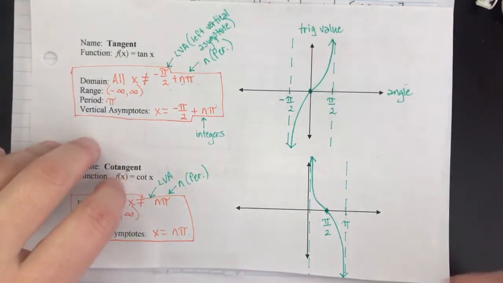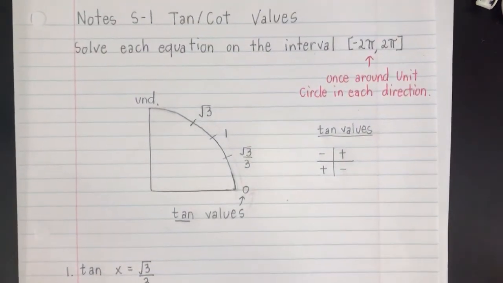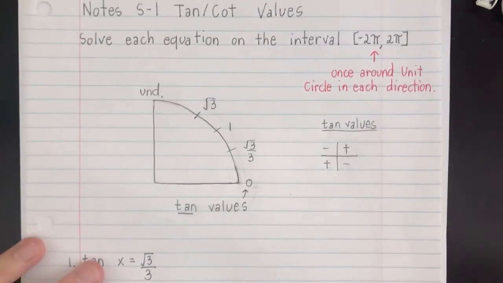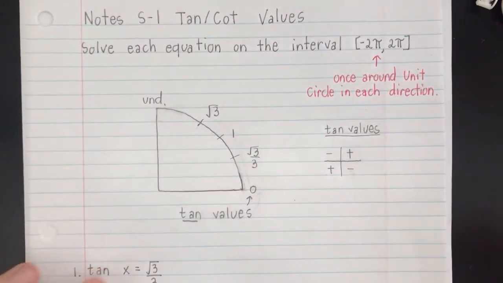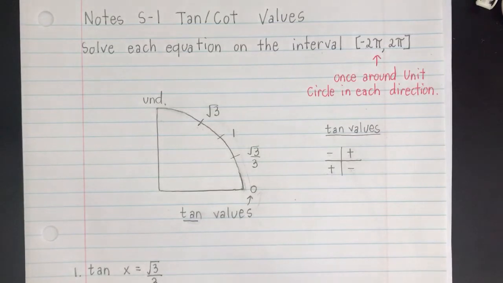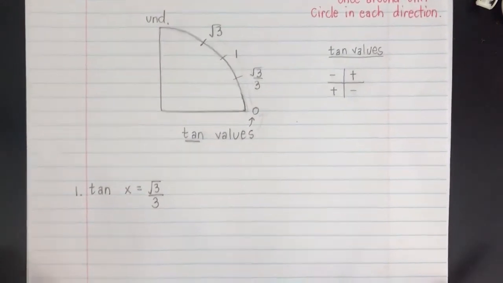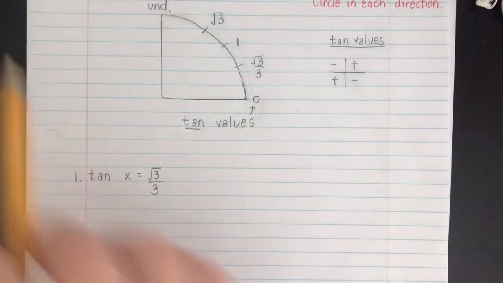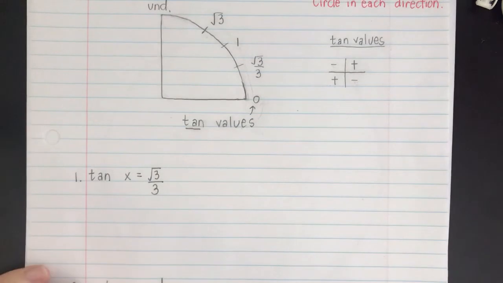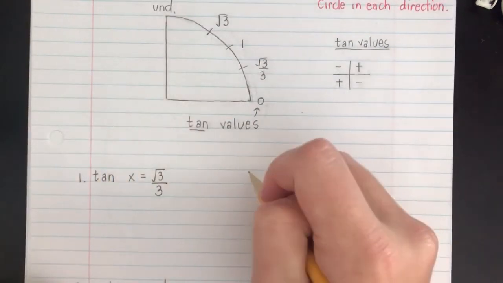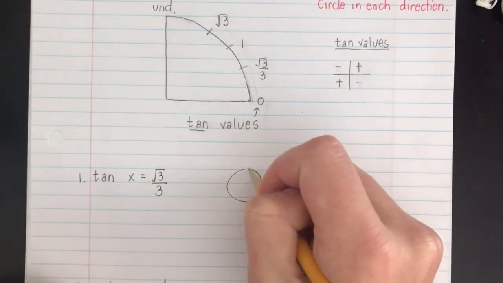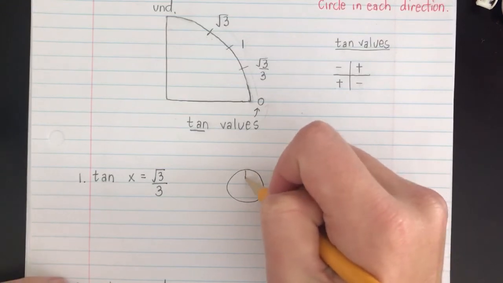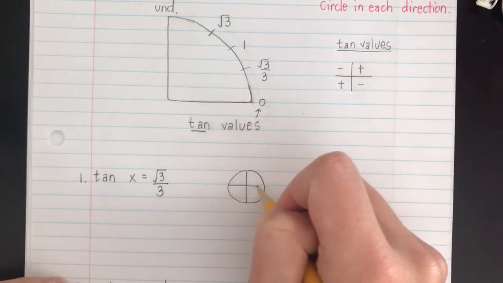Okay, now let's get on to today's assignment. So solve each equation on the interval negative 2 pi to positive 2 pi. We already discussed that. So number 1, and we only have 2 examples, so that's nice. Number 1, tangent of x equals square root of 3 over 3. So think about your unit circle. Okay, think about your unit circle, and we're talking square root of 3 over 3.